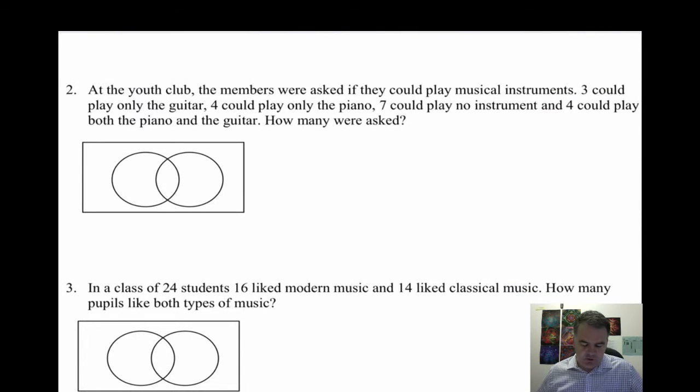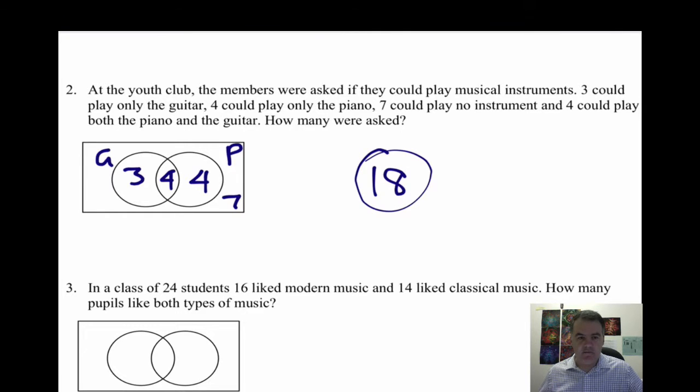Okay, so in this one here, we've got a youth club. They're asked if they could play musical instruments. This is guitar, this is piano. We're told that 3 could play only the guitar, 4 could play only the piano, 7 could play no instrument, and 4 could play both. So how many students were asked? Add those numbers up together. 7, 14, so we've got 18 students altogether.